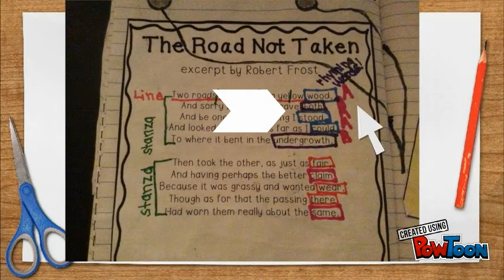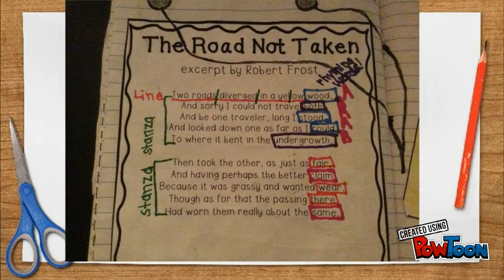Okay, now let's talk about rhyming words. Robert Frost used end rhymes. That means the words at the end of the line rhyme. We have would, both, stood, could, and undergrowth.